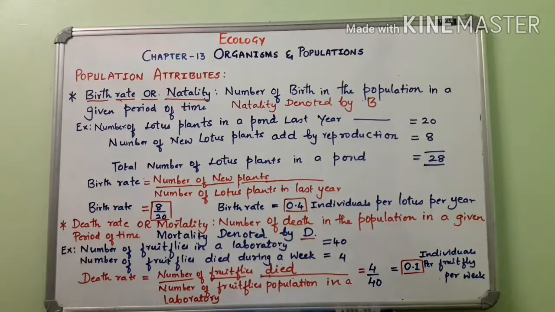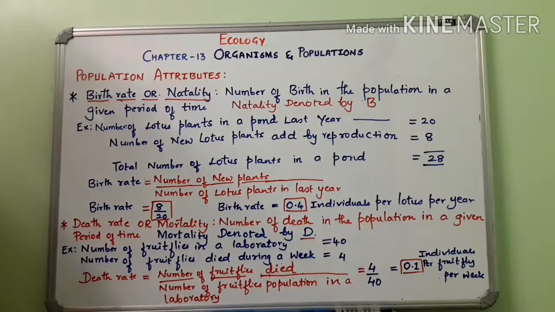Population attributes. Next concept is population attributes. What is a population? We already discussed in the previous concept. Population is the group of individuals of the same species living in a well-defined geographical area and competing for similar resources, and they can interbreed freely and produce fertile offspring. That is what we call a population. Population attributes describe the characteristics of the population. An attribute is nothing but a characteristic of a population.